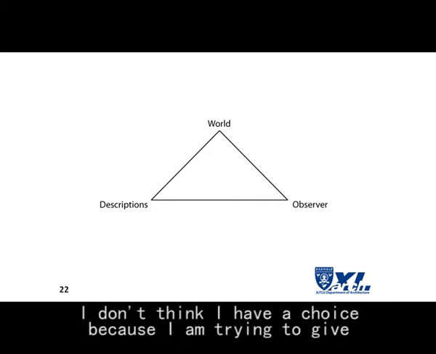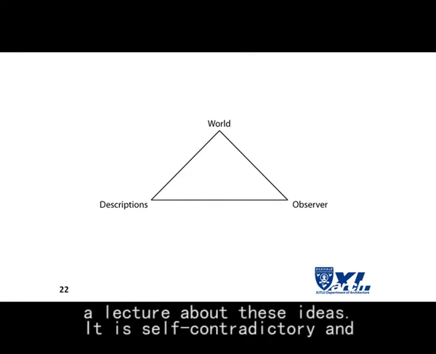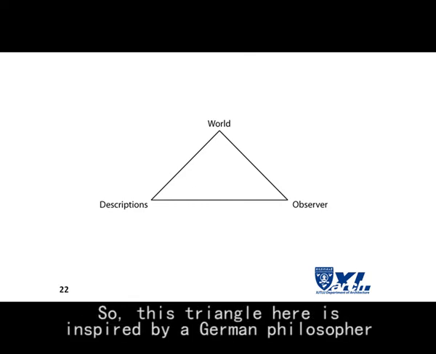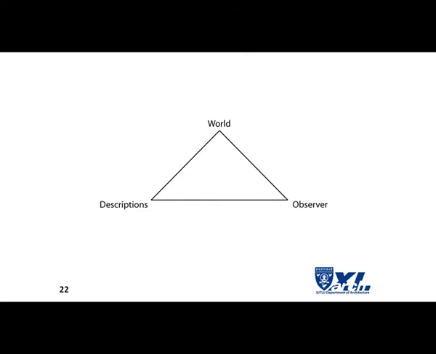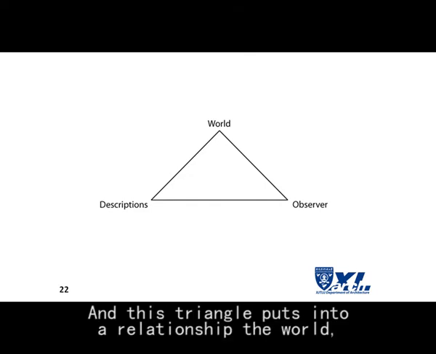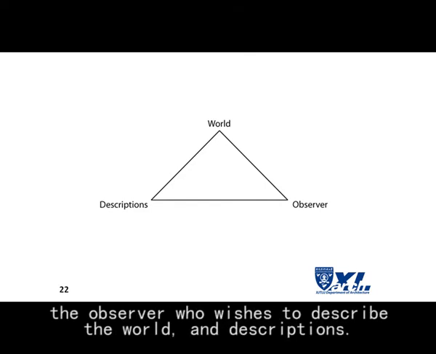But I don't think I have a choice because I'm trying to give a lecture about these ideas. But it's self-contradictory and I acknowledge that. So this triangle here is inspired by a German philosopher and mathematician named Gottlob Frege. And this triangle puts into relationship the world, the observer, who wishes to describe the world, and descriptions.